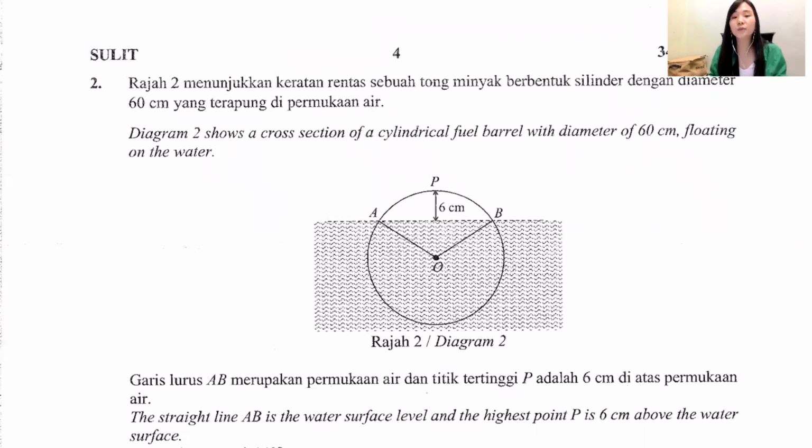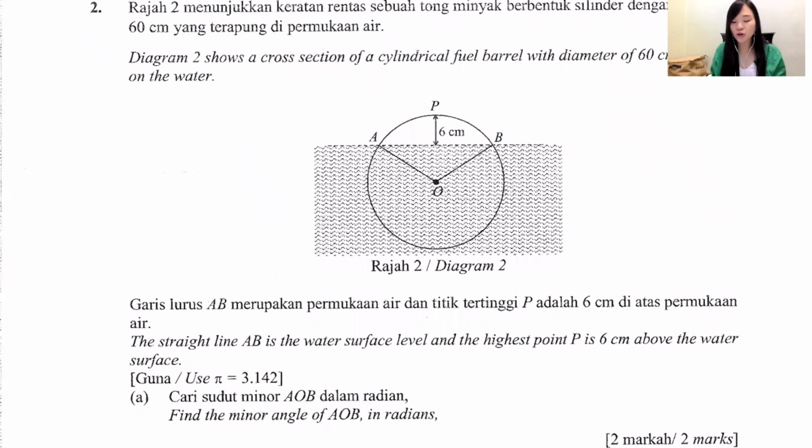So question 2, let's do it. They say, diagram 2 shows a cross-section of a cylindrical fuel barrel. So guys, this is a cylindrical fuel barrel with a diameter of 60 cm. Usually we don't want the diameter, we want the radius. So if diameter is 60 cm, isn't the radius, all of you should know, 30 cm, divided by 2.